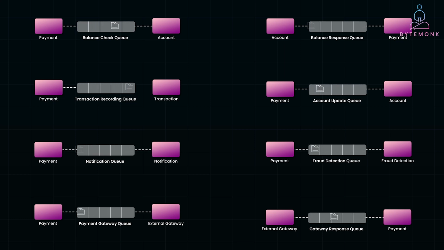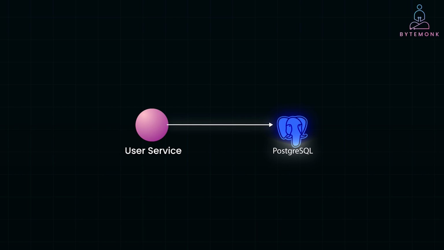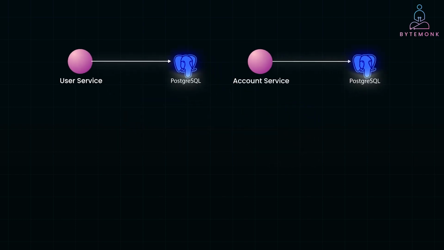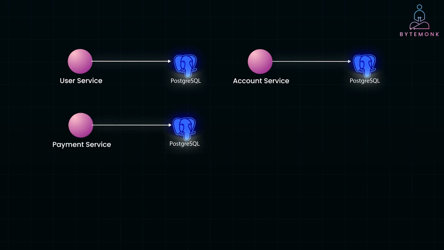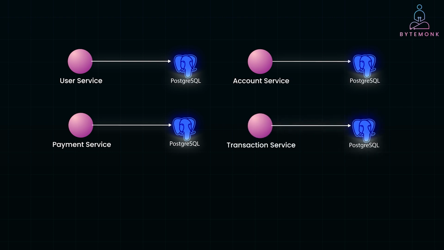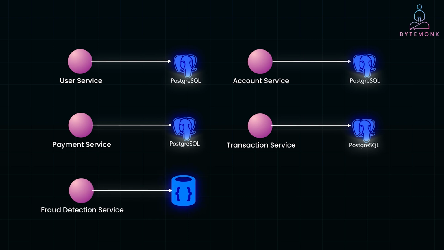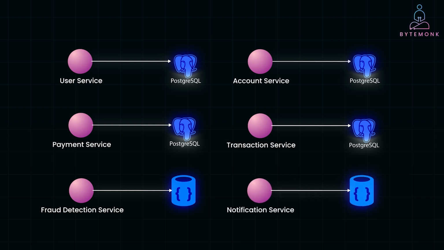Now, this being a microservices architecture, we are using one of the popular patterns, database per service. So as far as database ownership is concerned, user service owns the user database for user profiles and authentication. Account service owns the account database for account balances and currency handling. Payment service owns its own payment metadata database for logging payment requests. Transaction service owns the transaction database for storing transaction records. Fraud detection service owns its own fraud detection database for storing fraud logs and user risk profiles. Notification service owns its own notification logs database for storing notification history.